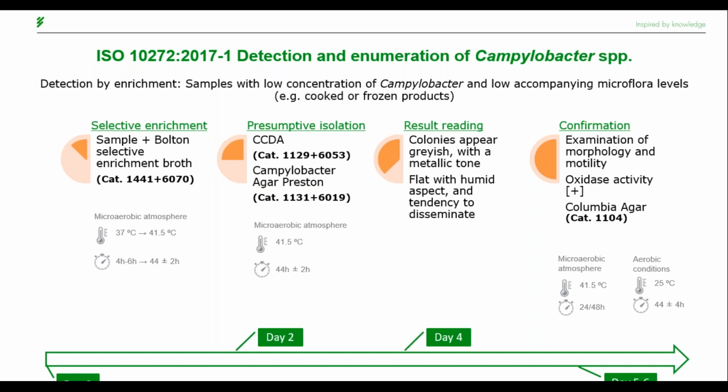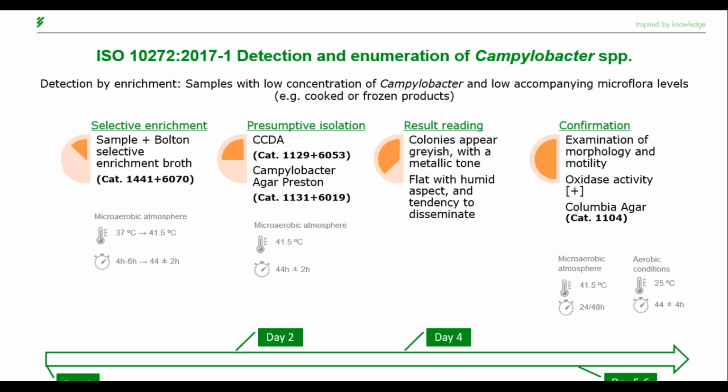For the enrichment culture obtained, 2 selective solid media are inoculated in the presumptive isolation phase. Campylobacter agar-based blood-free, or CCDA, and any other solid selective Campylobacter medium, with different selective principles from those in CCDA, for which Campylobacter agar-Preston is adequate.